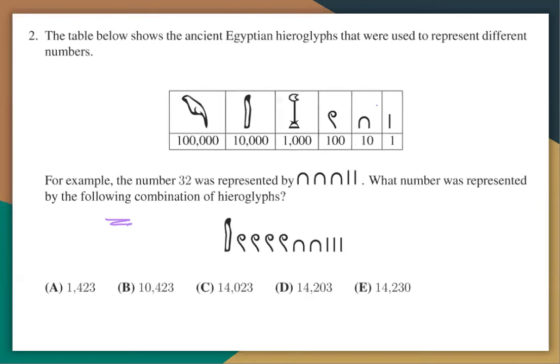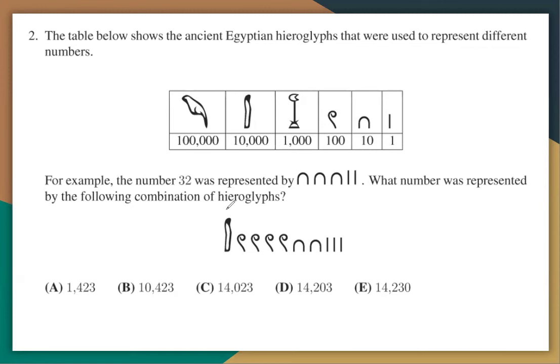Okay, so number two. The table below shows the Egyptian letters with numbers to represent different numbers. For example, 32 can be represented by this. Let's see why. Because this is 10, and then we have 3 copies, and 2 copies of this. And then we want to know what this number will be.